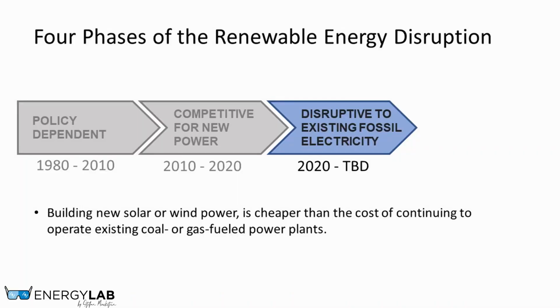In the 3rd phase of this evolution, renewable energy will become disruptive to existing fossil fuel power plants. Now, after decades of subsidies for renewable energy, we are on the verge of a new era. An era where building a new solar power plant, a new wind power plant, in some cases even with storage, will become cheaper than running existing fossil fuel power plants.